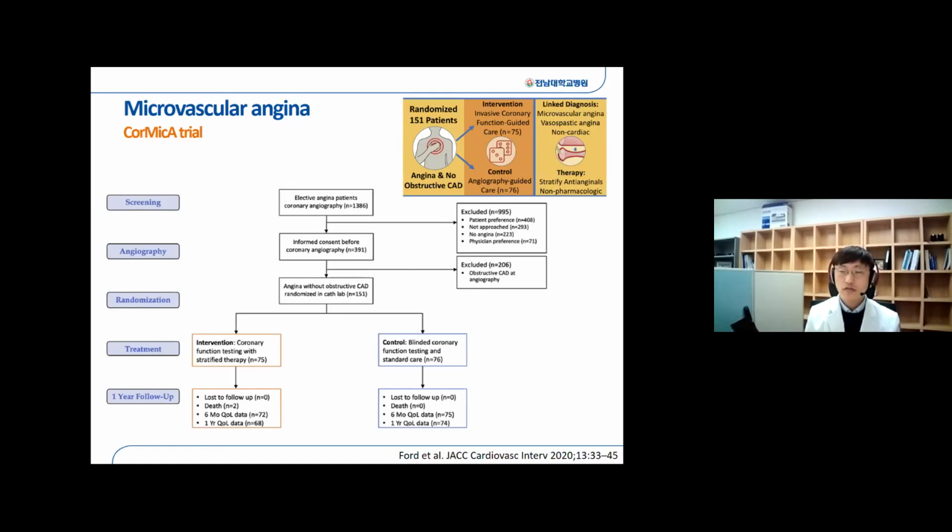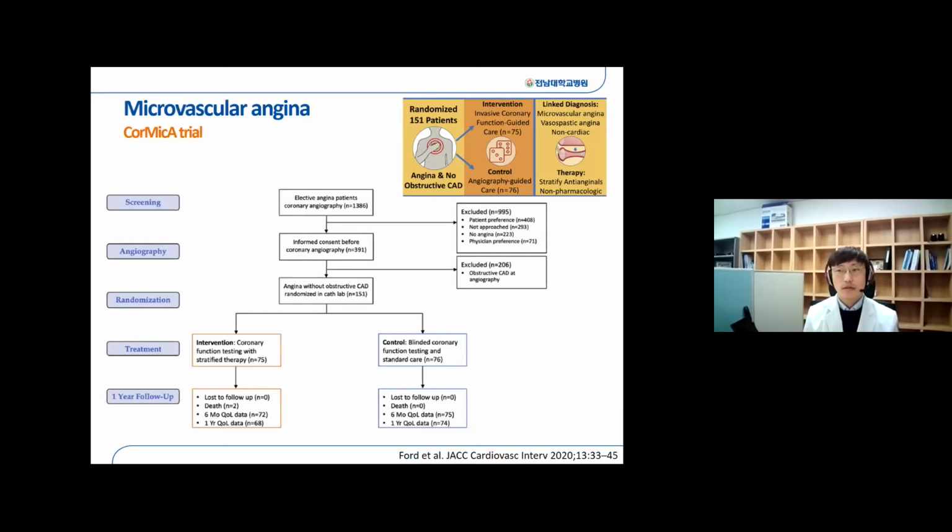Actually, in this CORE-MICA trial, they measured the invasive markers of microvascular angina, including CFR or IMR. And actually, there is currently no available whole marker of microvascular disease. Even the invasive markers are not fully dedicated to microvascular disease, and non-invasive imaging such as PET cannot clearly delineate the pure microvascular disease. So any marker can be used.